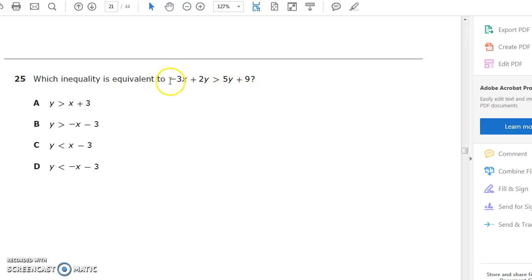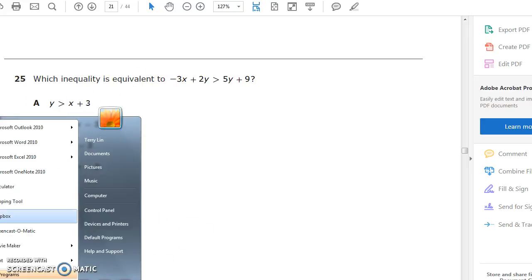I might not have seen a problem like this before, but I'm looking at all of my answer choices. When I'm not sure what to do, I look at all my answer choices, and I notice that all of my answer choices have y on the left side. So the first thing I'm going to think is, how can I make sure I get all of my y's onto the left side so I can match this? So I'm going to try to work this problem out.